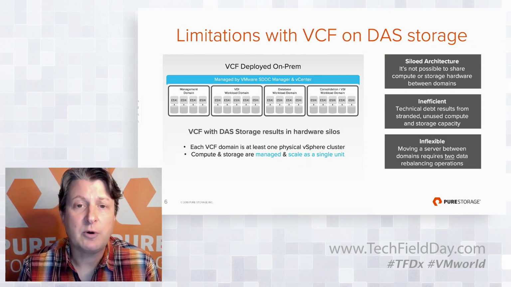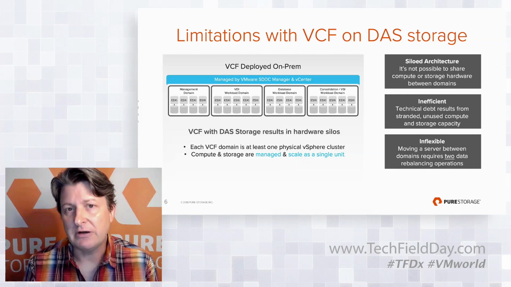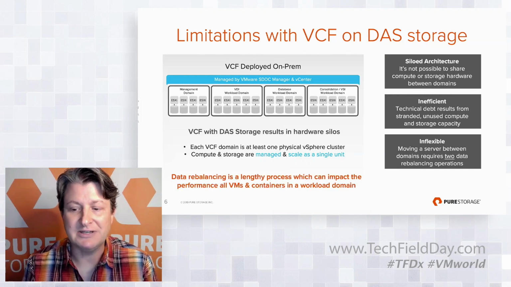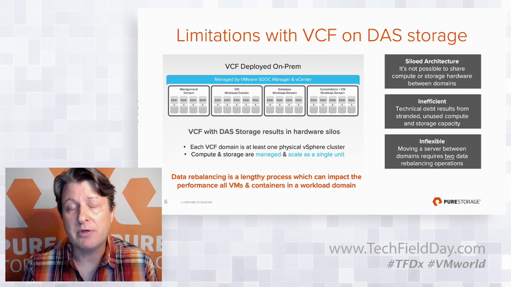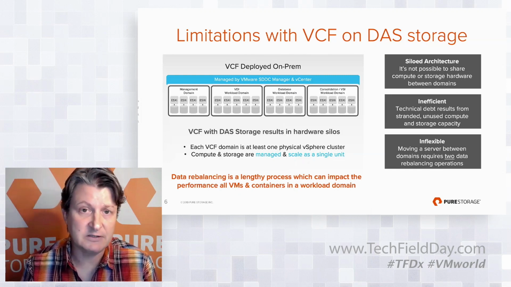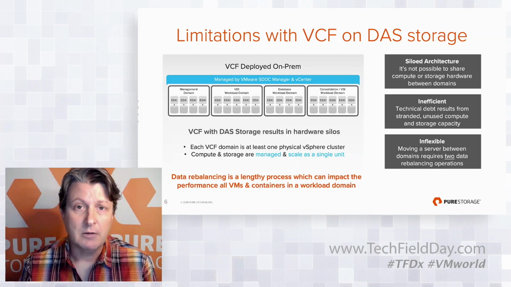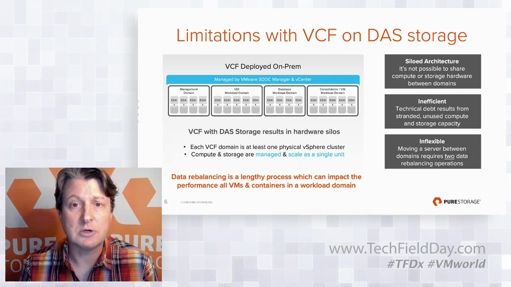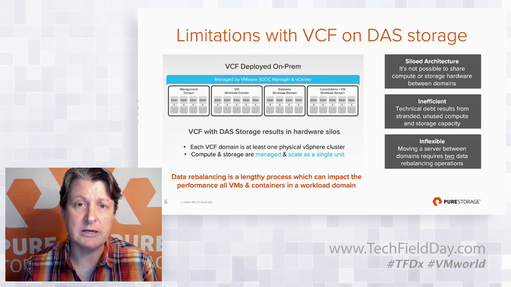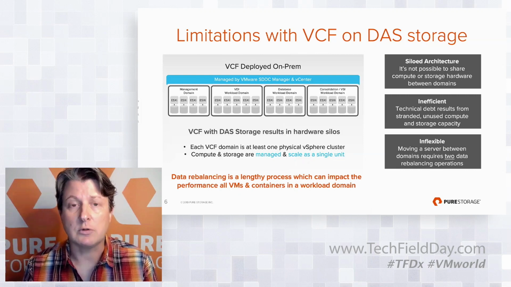And the worst part about this is it's inflexible, meaning if I want to reassign hardware from one domain to the other, I actually have to go through a very lengthy and performance-impacting process called data rebalancing. I have to go through it both on the source domain, where I want to evict a compute device from, as well as on the receiving domain, where I'm going to insert that compute resource. When we talk to customers, particularly enterprise and large commercial accounts, this is a process they really try to avoid because it's really detrimental to the running of every application within each workload domain.